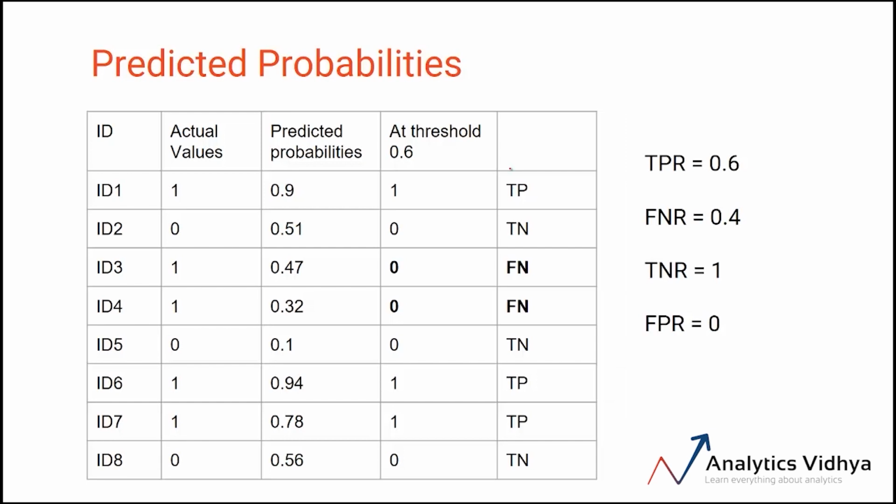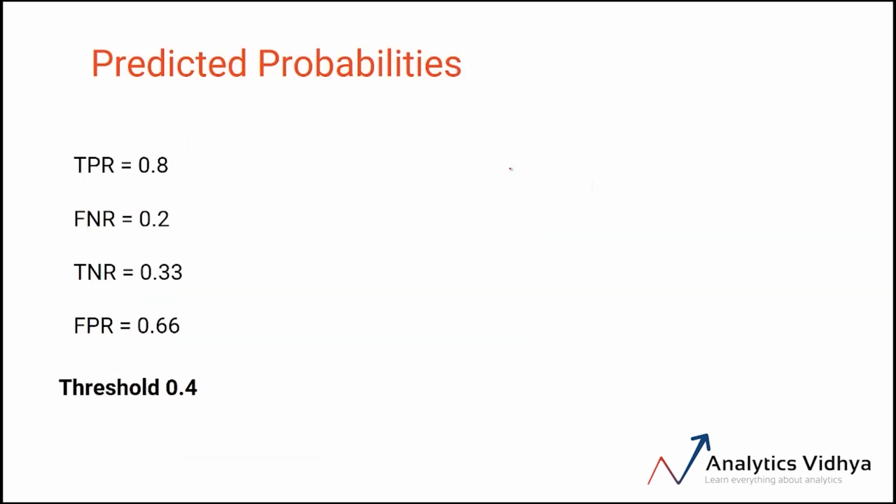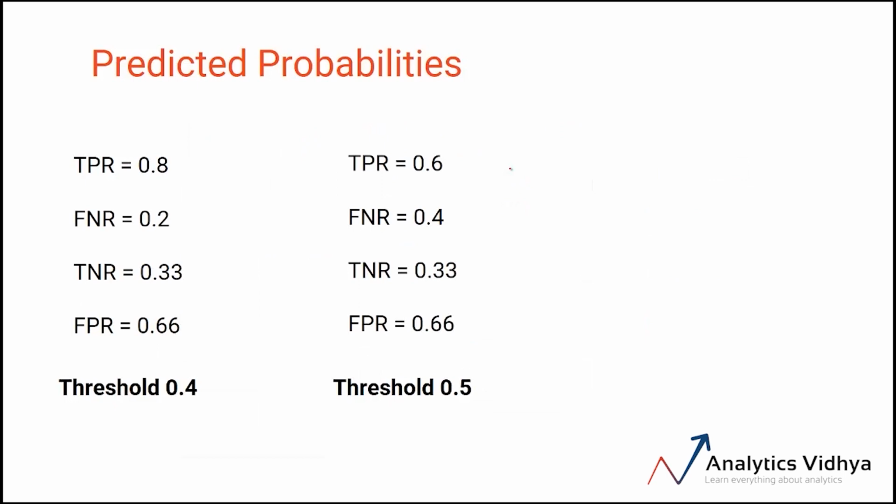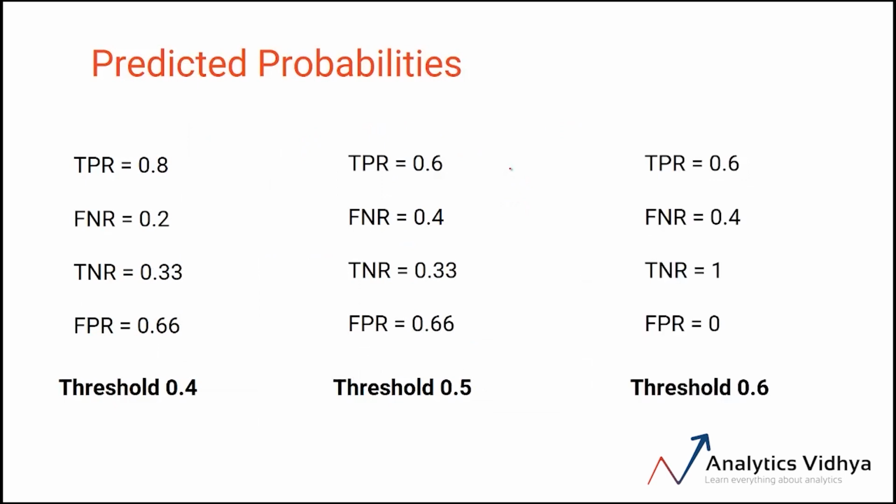So we see that for each different threshold, I get a different value of TPR, FPR, etc. What I can see here is that instead of changing the model, I can try altering the threshold value and see if the model performance changes. This is called thresholding.